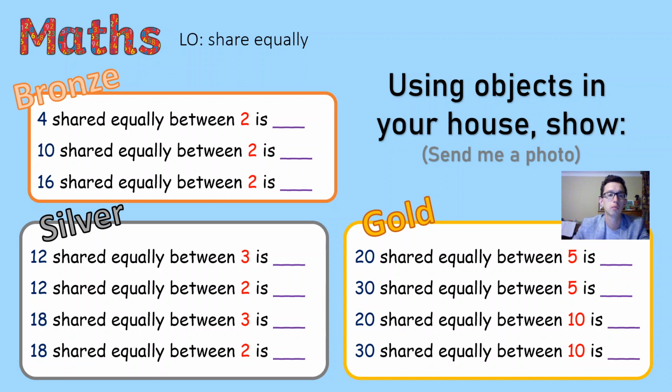4 shared equally between 2 is, or 10 shared equally between 2 is. So this one, you're always sharing between 2 groups. And the silver one is sometimes 2, sometimes not. And then the gold is even different, sharing differently between groups. Okay, so we're always starting with the whole number, and we're sharing it out. So you could use sweets or bits of Cheerios or mini cheddars or whatever you like.